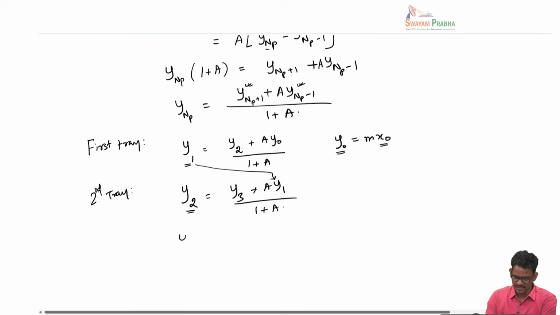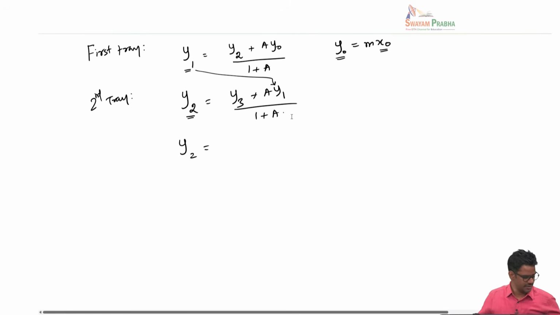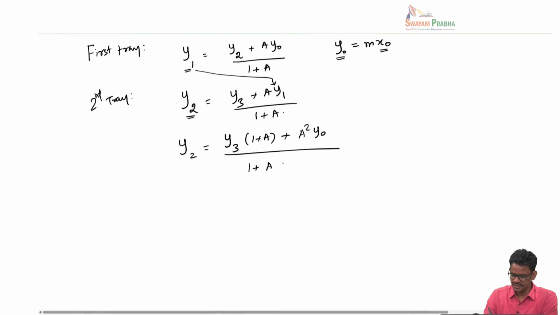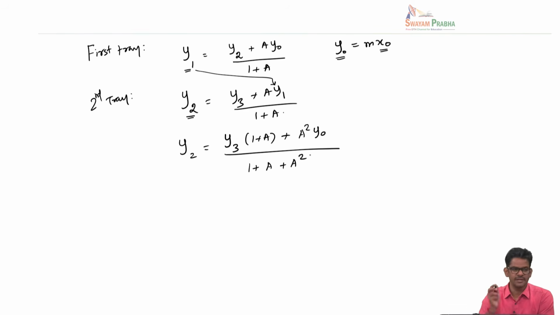Okay, so if I do that, I'll just give the expression, but you can check this out. You will see that y2 is y3 into 1 plus A plus A square y naught by 1 plus A square. So y2 now depends only on y3 and the y naught which is known for us.